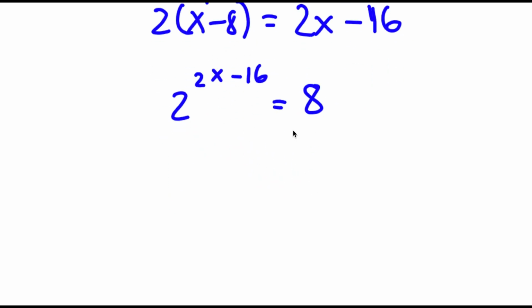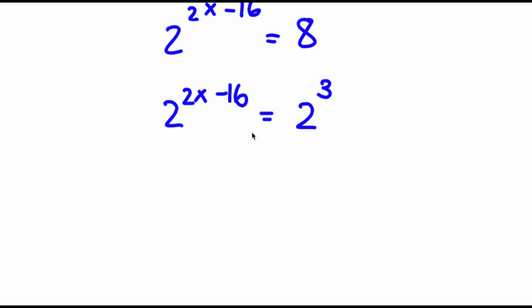Now, to solve this, we want to make these two terms the same base. Well, right now the bases are 2 and 8, which aren't the same. So 2 is the most simplified it can be, but 8, that's the same thing as 2^3, right? And if we turn this into 2^3, then both of these terms are going to have the same base. So I have 2^(2x-16) is equal to 2^3. And now these two bases are the same.